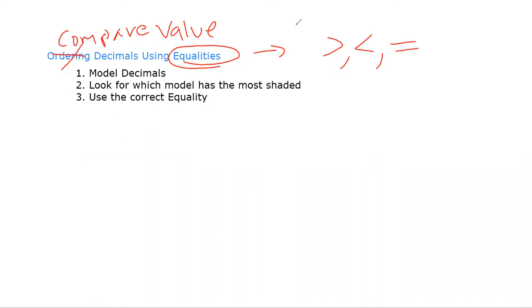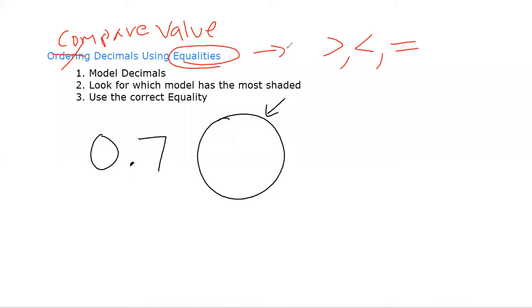So we've got a three-step process that's always great. We're going to model the decimals. We are going to look for which one has the most shaded, and we'll talk about how that lets us know which one is larger. And then we're just going to make sure we insert the correct equality. So let's dive in, and we'll start here. This is our blank for where that equality will go, right? One of those equalities.